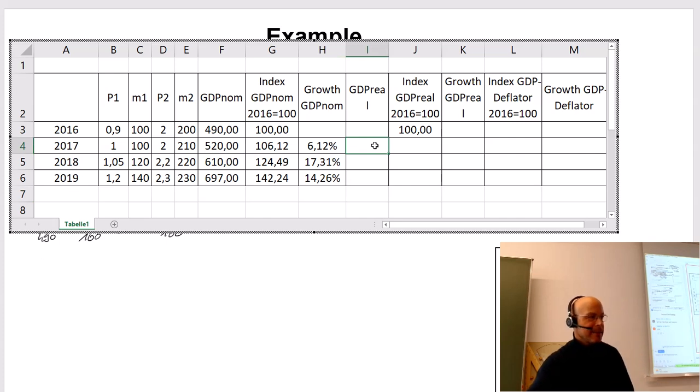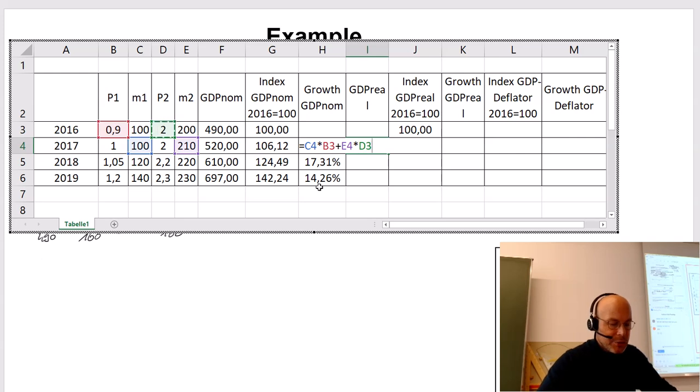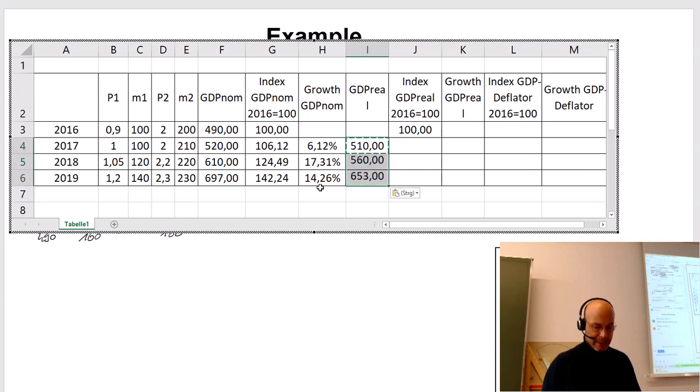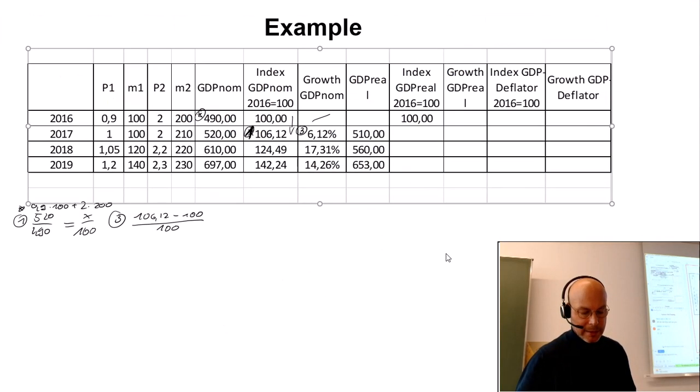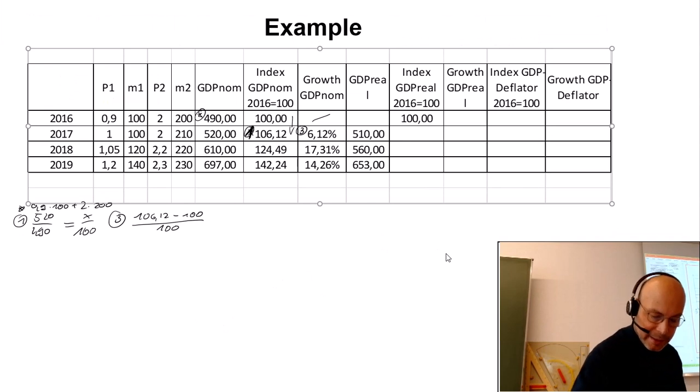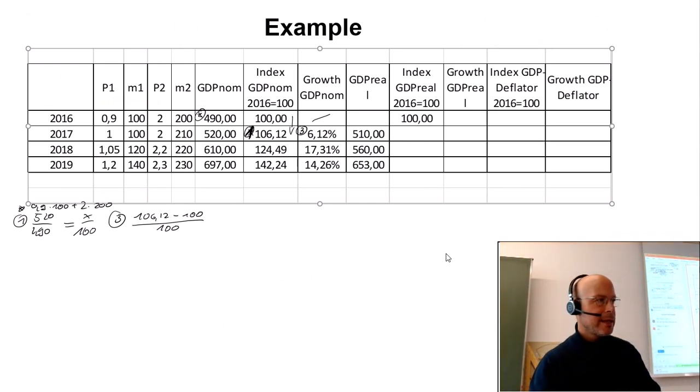And this would be then, what do we have to do? Do you have an idea? This 100 quantity in 2017 times now 0.9 prices in 2016 plus quantity in 2017, 210, times price 2 in 2016. And this we also can copy down here. Well, I will upload it so you can just click in and then you also see the formulas.